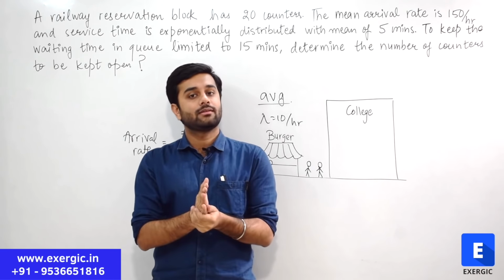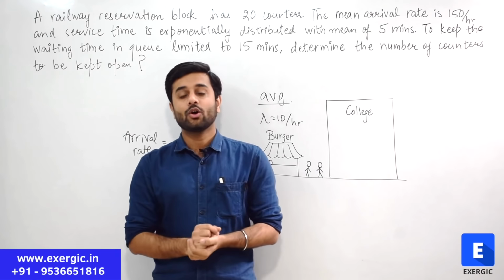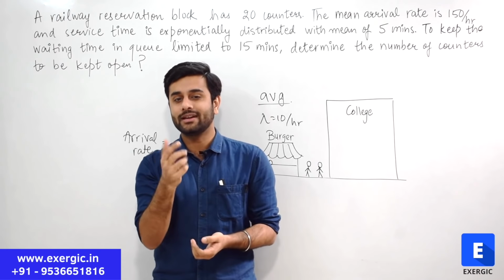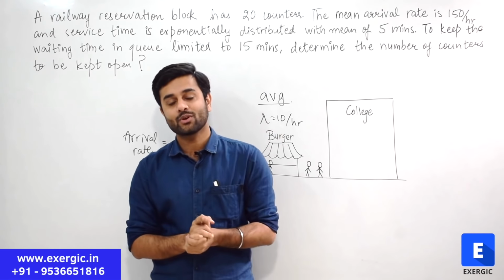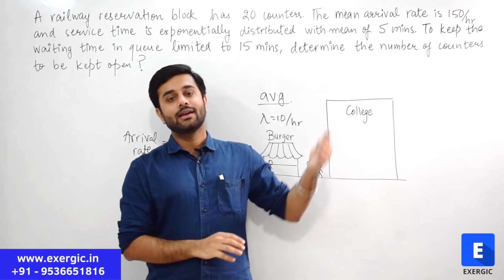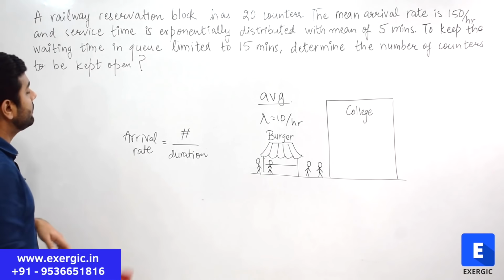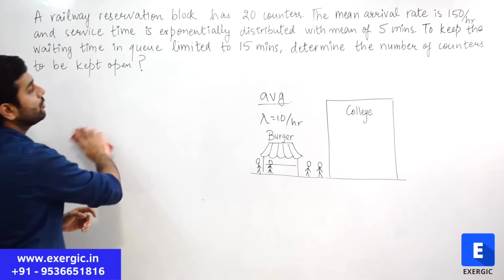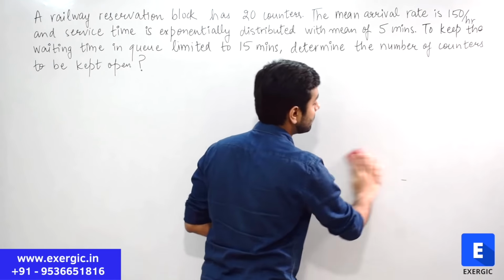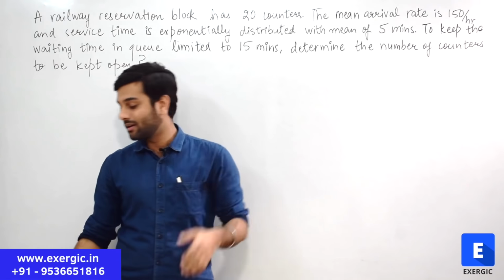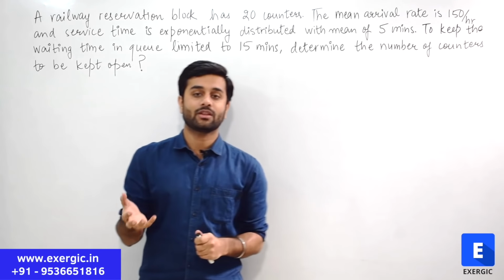But whenever you get a question where the number of servers or number of counters needs to be calculated, you cannot have a probabilistic value or an average value. For example, let's come back to this question, the question of railway reservation. The question is asking you to determine the number of counters to be kept open. It is not asking you the average number of counters or the most probable number of counters, right? It is asking you the exact number, which is very much logical.